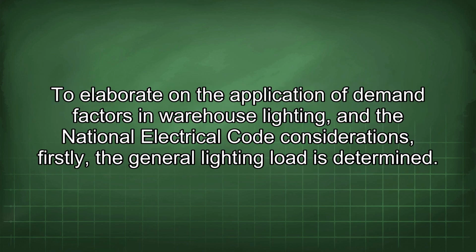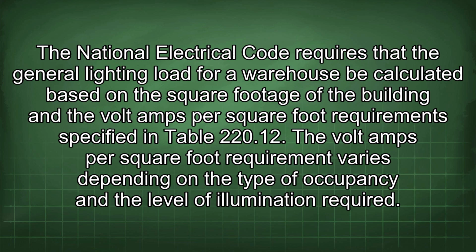To elaborate on the application of demand factors in warehouse lighting and the National Electrical Code considerations, firstly, the general lighting load is determined. The National Electrical Code requires that the general lighting load for a warehouse be calculated based on the square footage of the building and the volt-amps per square foot requirement specified in Table 220.12. The volt-amps per square foot requirement varies depending on the type of occupancy and the level of illumination required.